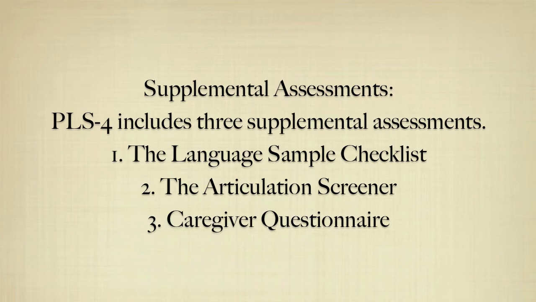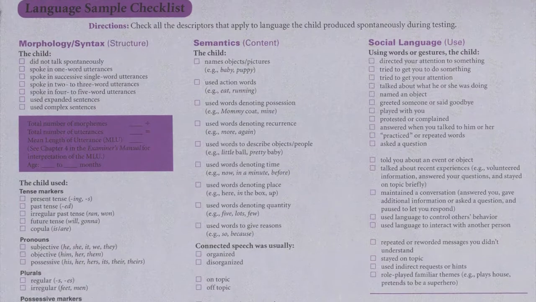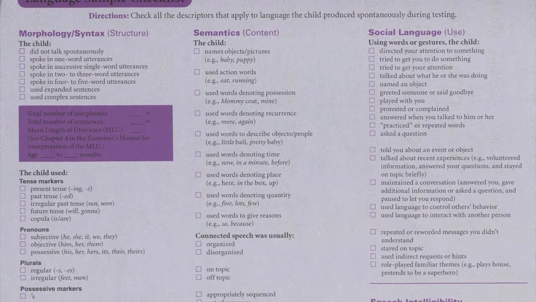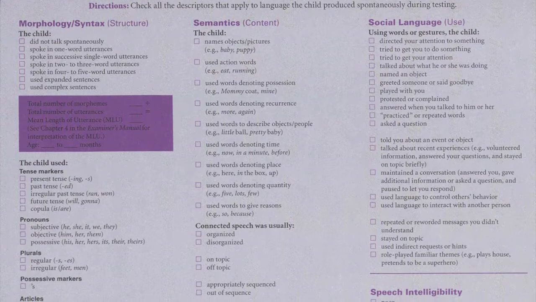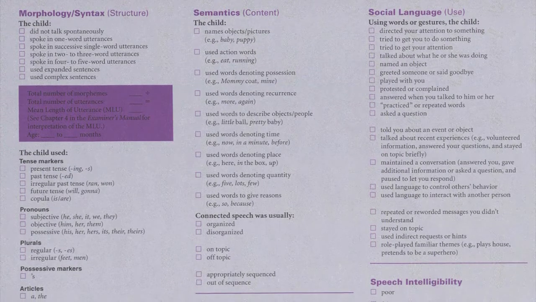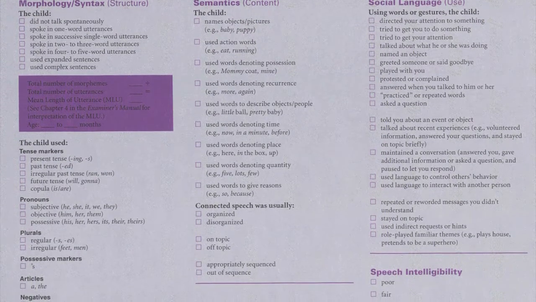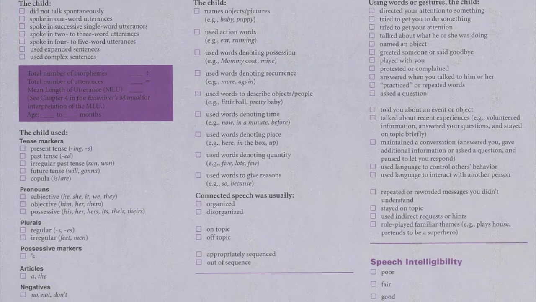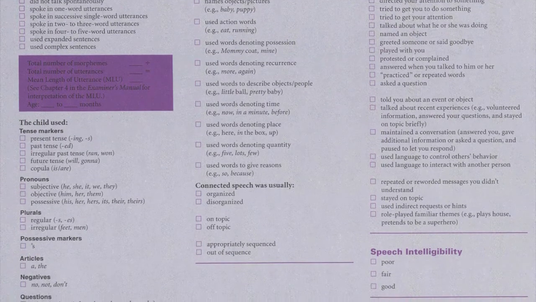The caregiver questionnaire. The language sample checklist is found on page 19 of the record form and provides a means of evaluating a child's spontaneous speech. It allows you to get more information about a child's skill in a less structured task.